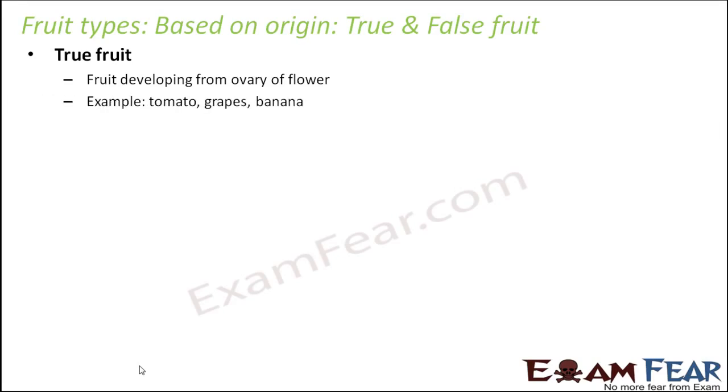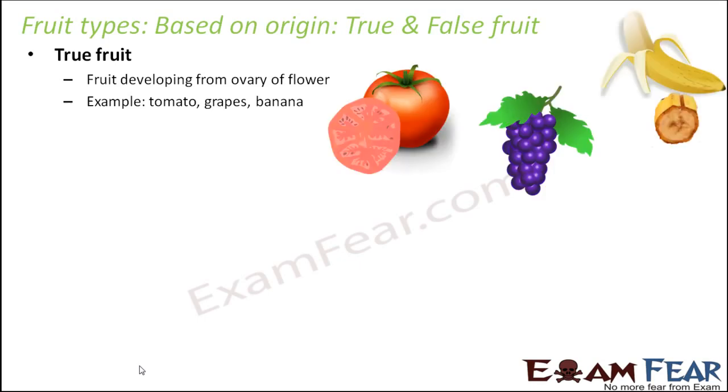Examples of true fruits would be tomato, grapes, banana. Now let me remind you, tomato is a fruit, it is not a vegetable. Many people feel that tomato is a vegetable, but basically it is a fruit which we eat. So if you see here, you have tomato, grapes and banana. These are nothing but the ovary. They are actually the ripened ovary.